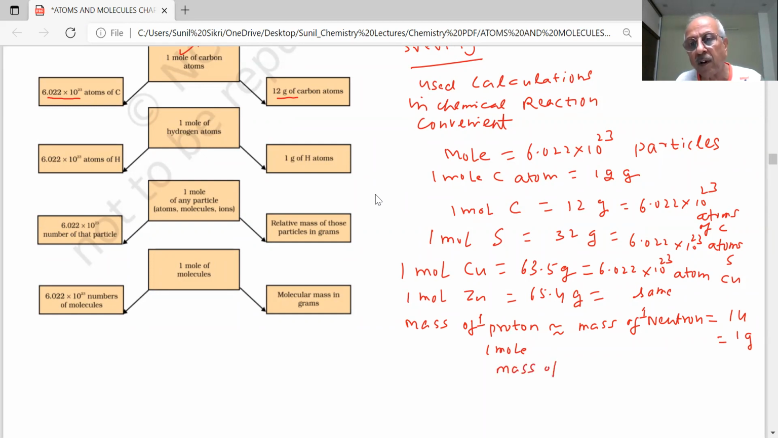You know that protons, neutrons, and electrons are present in the atom. The mass of an electron is 1/2000 times that of the mass of a proton or neutron. See, this is a very, very small mass, which will be equal to how many u?